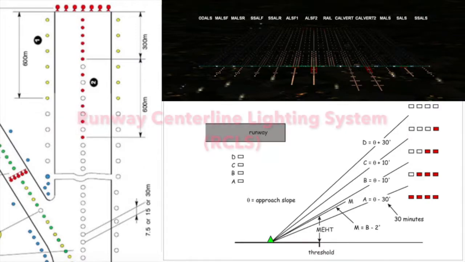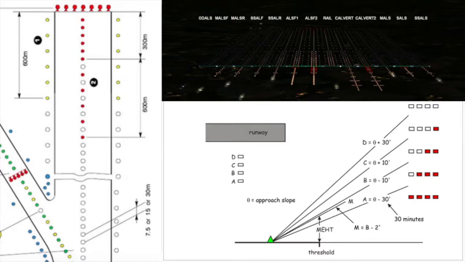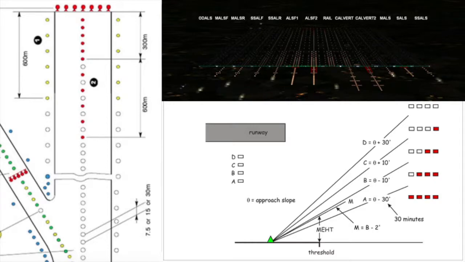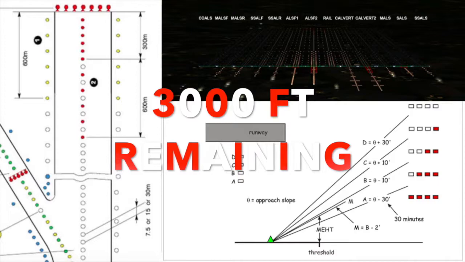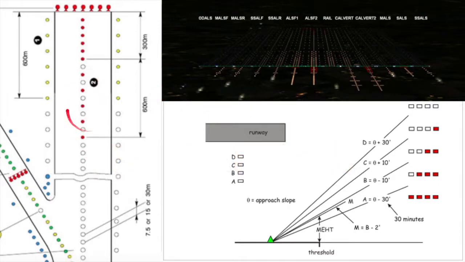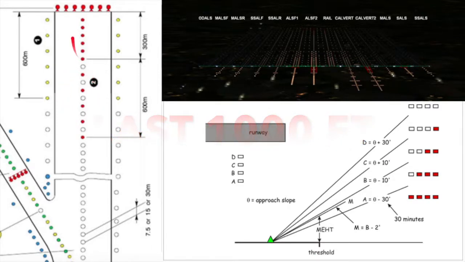Next, we're going to talk about the runway centerline lighting system, called RCLS. On some precision runways, a runway centerline light system is installed with white lights spaced at 50 feet intervals on the center line of the runway. So as you can see here, the white lights. With 3,000 feet remaining, the white lights change to alternating white and red, as you can see here, and then all red during the last 1,000 feet.